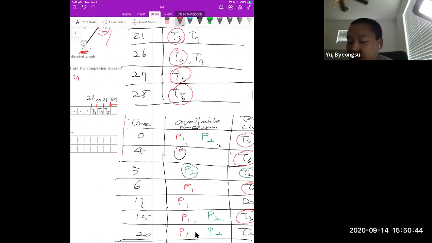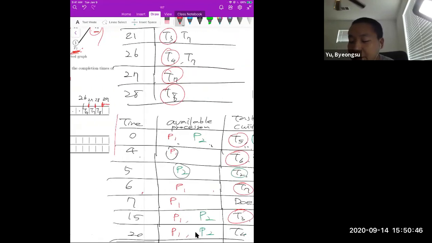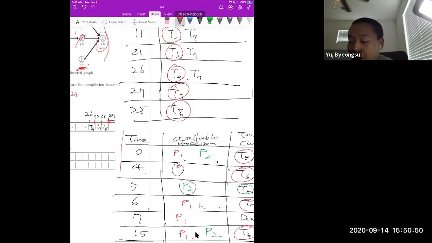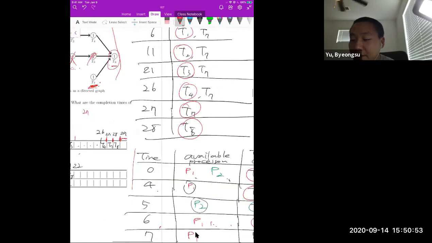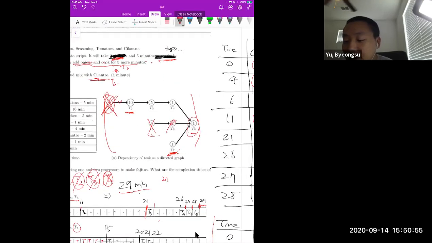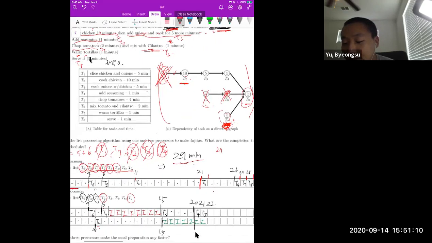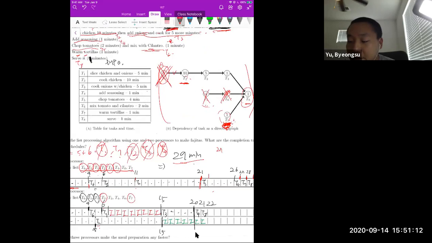And after 6 minutes, processor 1 is available. You can see that the only ready job is T7, because processor 1 just finished T6, and T2 is being worked on by processor 2. So T7 is the only available job, and you can just assign T7 to processor 1. Then after 1 minute, it's done.